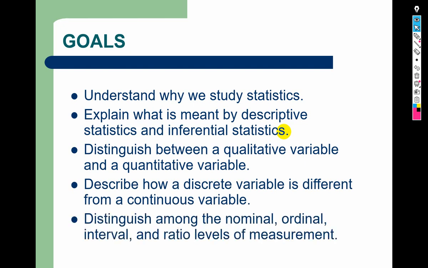The last point is levels of measurement. I will tell you the meaning of that, the difference between nominal, ordinal, interval, and ratio. That is levels of measurement in general. So that's the main objective of our chapter 1. You have to know all these points, and the main terminology and definitions.